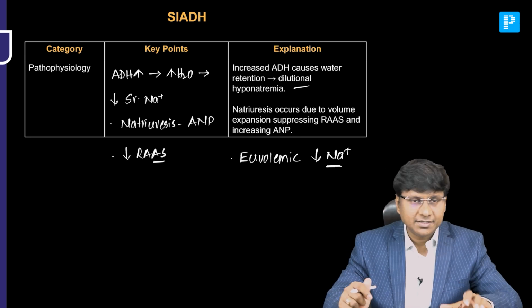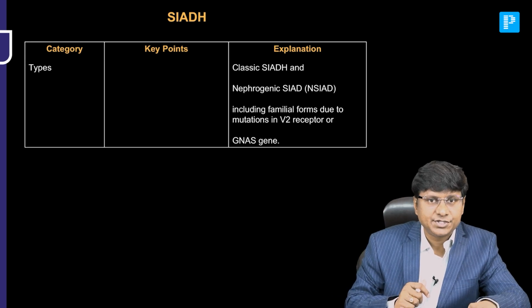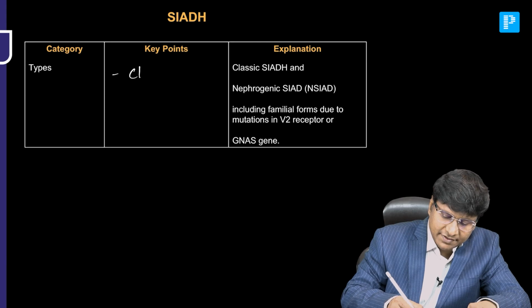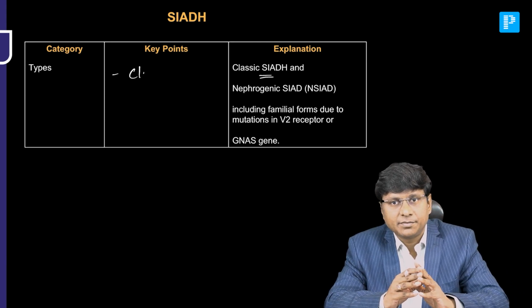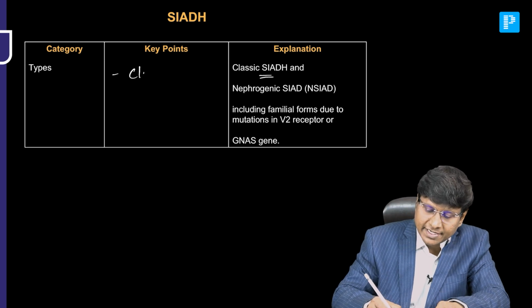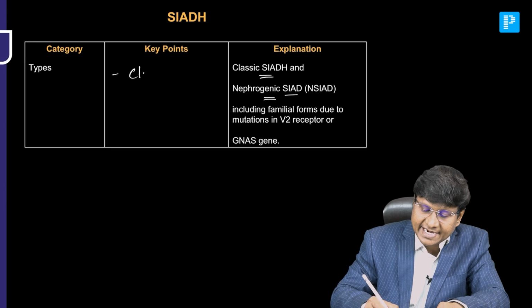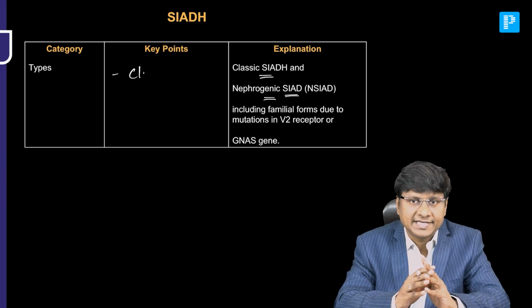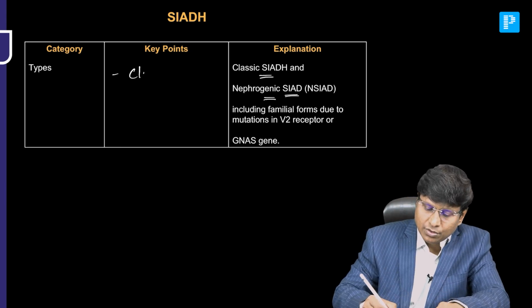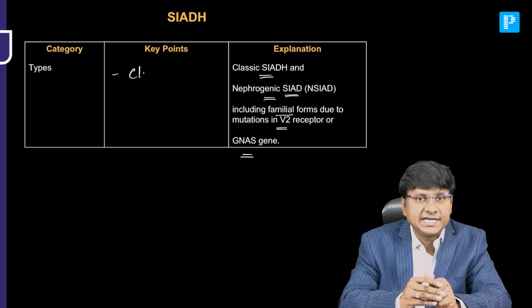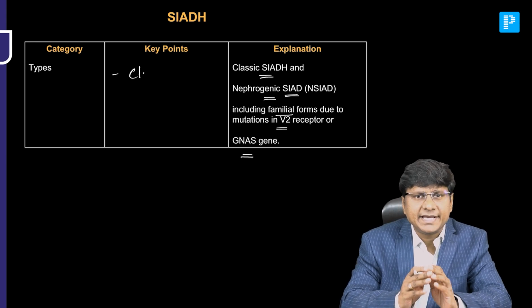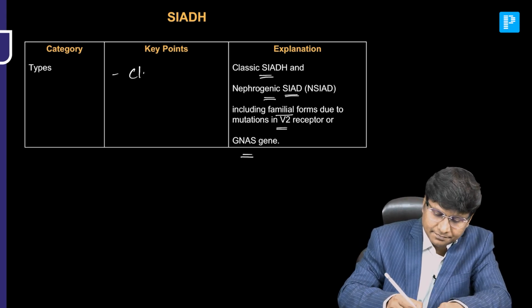Now, if you take the types of SIADH, one is the classic form of SIADH. The other one is nephrogenic SIAD, right? Like what exactly happens here, I'll tell you. This includes the familial forms due to mutation in the V2 receptor or due to mutation in the GNAS gene.